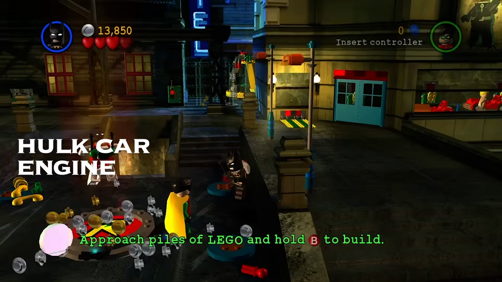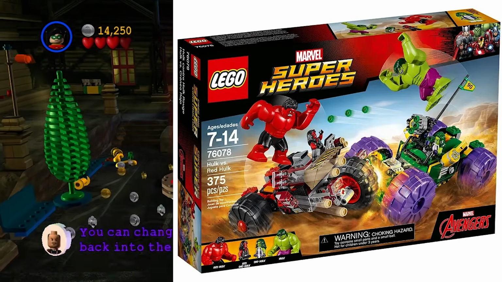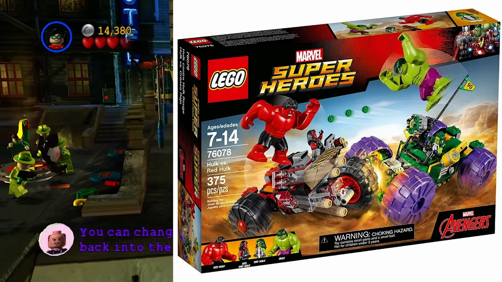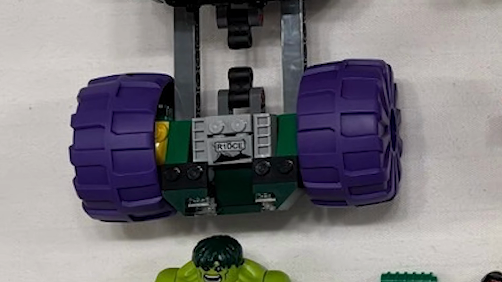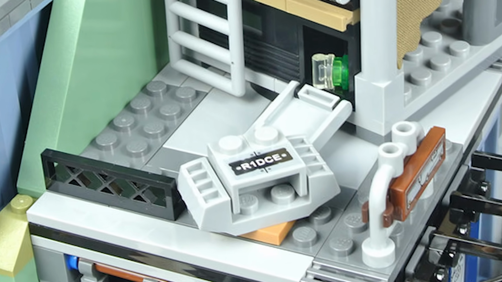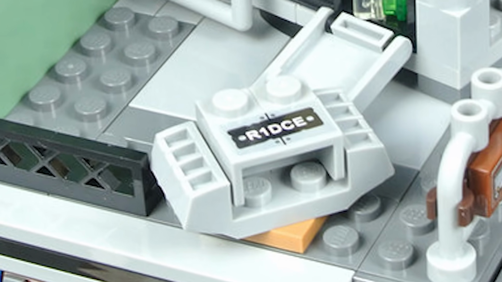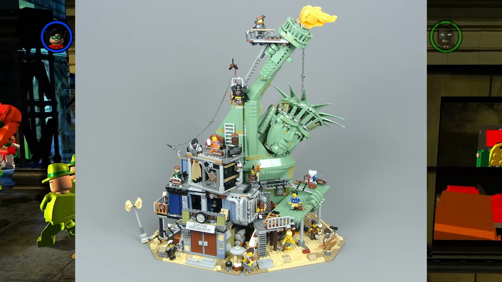Hulk car engine and Apocalypseburg. Hulk vs. Red Hulk is this Marvel superhero set which came out in 2017, and at the front of Hulk's car is this engine. The engine is also included in the Welcome to Apocalypseburg set from The LEGO Movie 2, which I talked about previously, a set which is really just jam-packed with various LEGO Easter eggs and pop culture references.